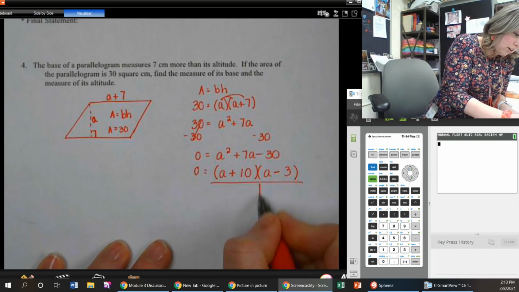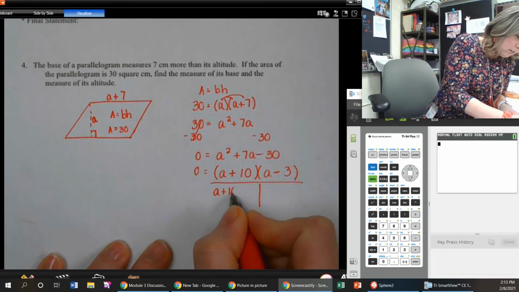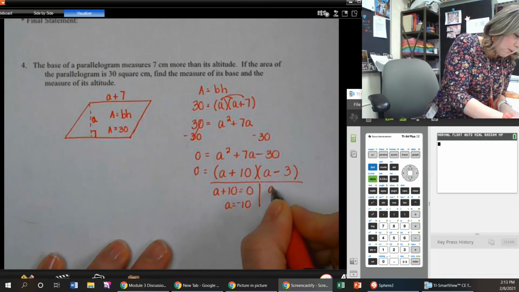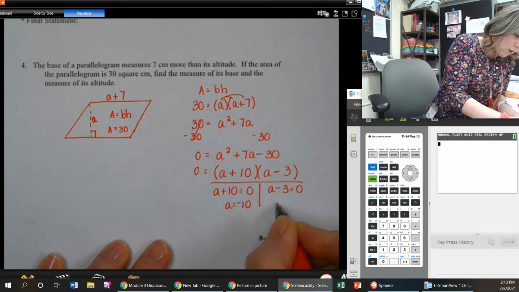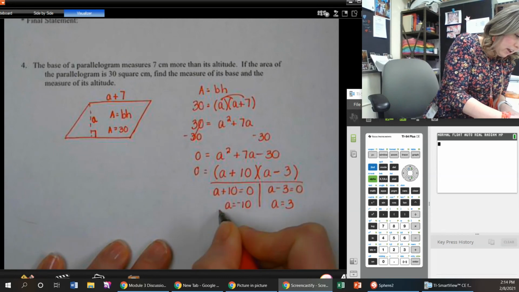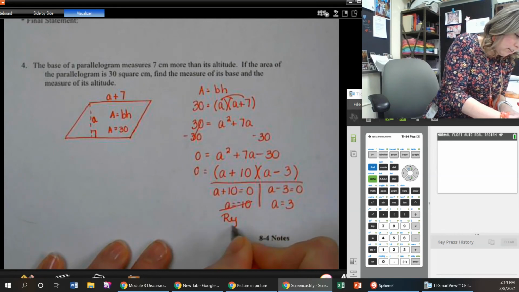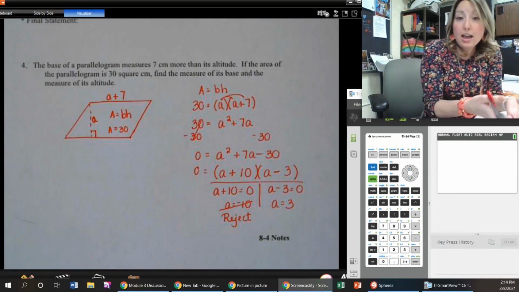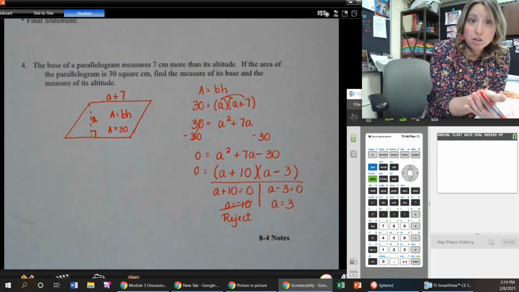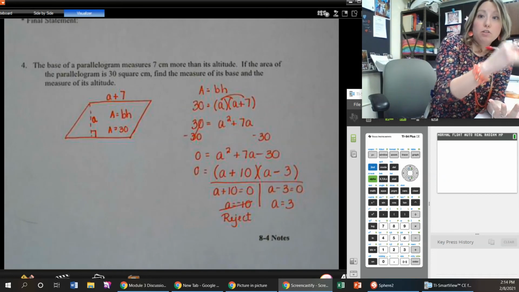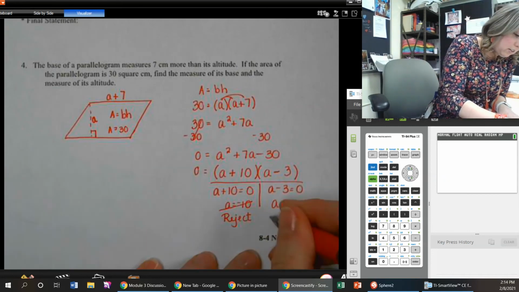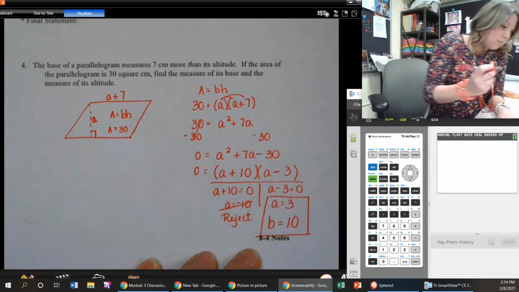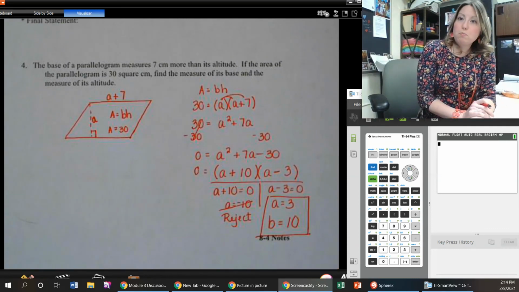And now we t-chart. So A plus 10 equals 0, so A equals negative 10. And A minus 3 equals 0, so A equals 3. And yes, we get to reject the negative 10 because that can't be the length of a side in a shape. So A, our altitude, is 3 centimeters, and 3 plus 7 is 10 for the base. The measure of the base is 10 centimeters.